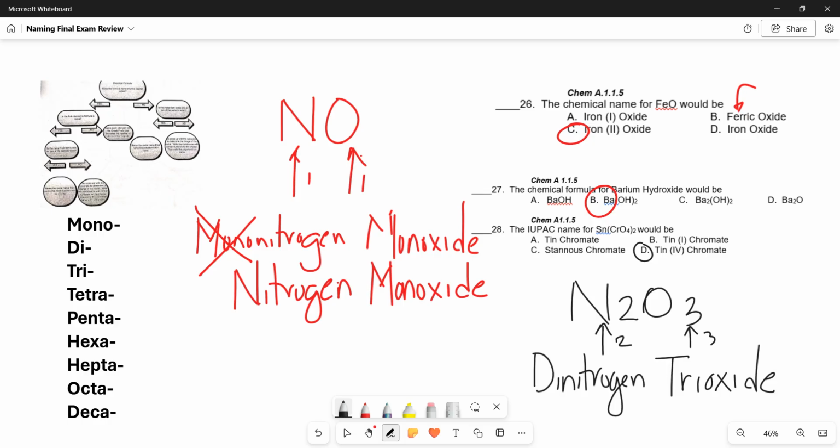So I didn't ask a lot on naming. It's kind of interjected in the balancing and in formula and math questions when I'm talking about chemicals. So that's probably why I didn't do it. But I hope this helps.